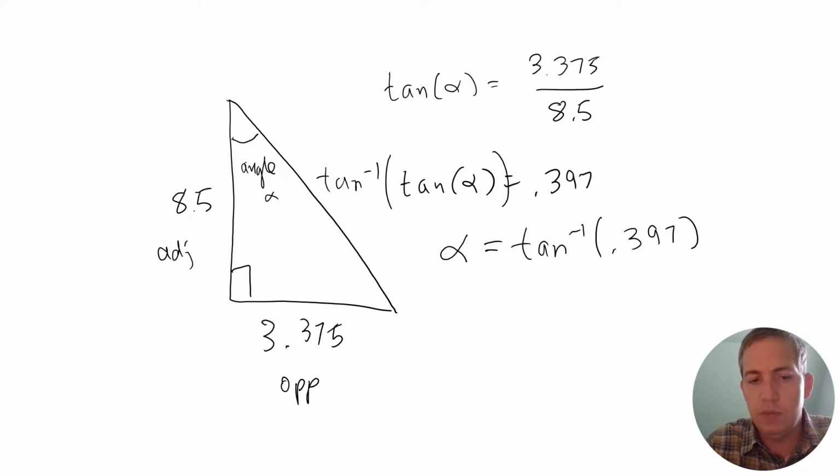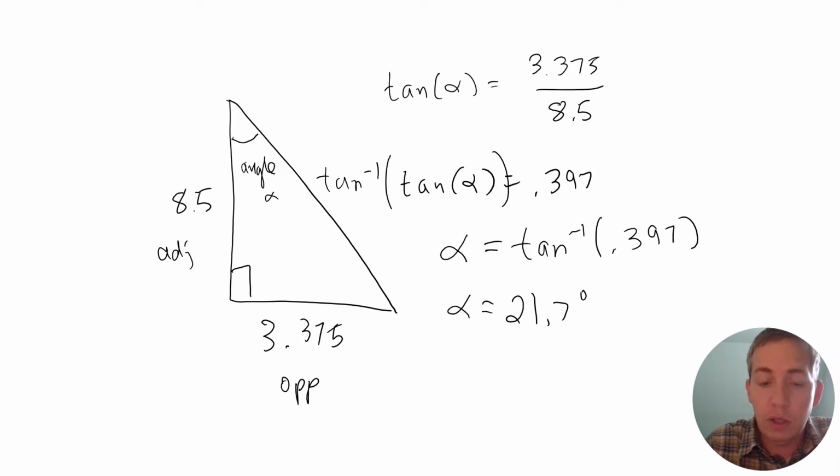So I want to make sure that I'm in degrees. Once I'm in degrees, then I can take my second tangent, which is my tangent inverse button, and I can point in 0.397, and then I hit enter, and I get 21.7, which is about 22 if I round it to the nearest degree. So alpha is approximately 21.7 degrees.